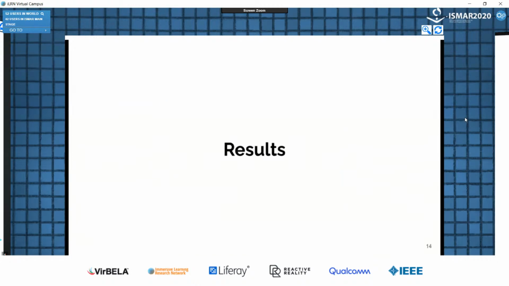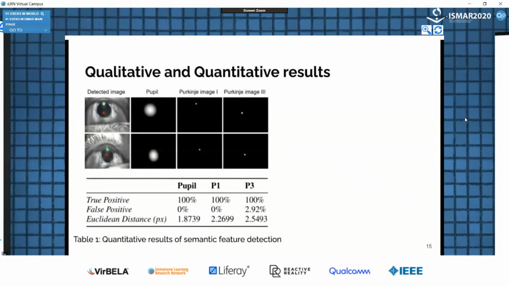Next, we evaluate our proposed system on our multi-view dataset and provide qualitative and quantitative analysis on major components. Here we show 2 examples of semantic feature detection in the upper left. And we measure both the true positive and false positive detection rate, as well as the Euclidean distance between the estimated feature center and the ground truth. As shown in Table 1, our feature detection method is able to detect all features correctly when they indeed exist. No pupil or first Purkinje image are misdetected when they do not exist.